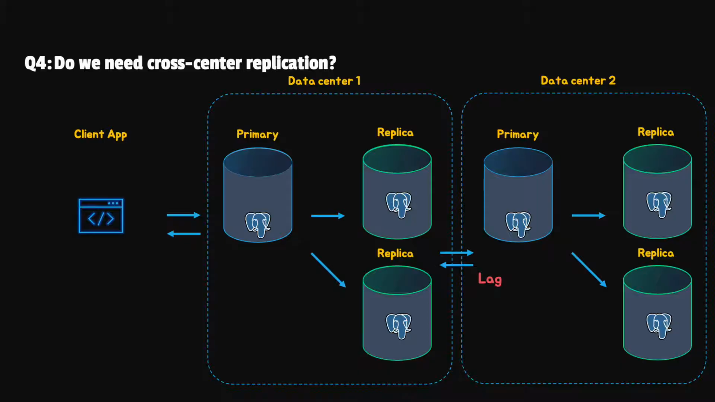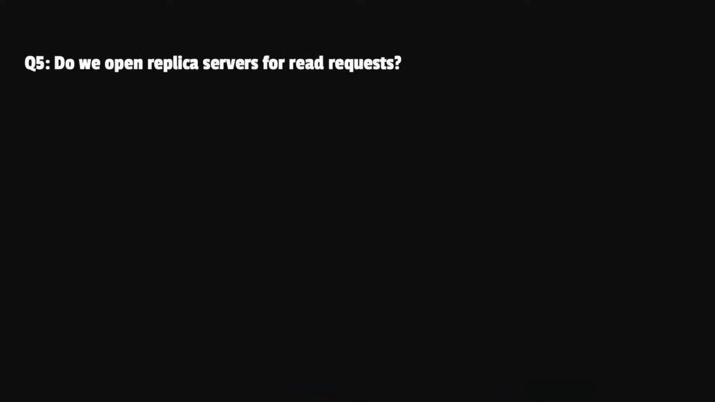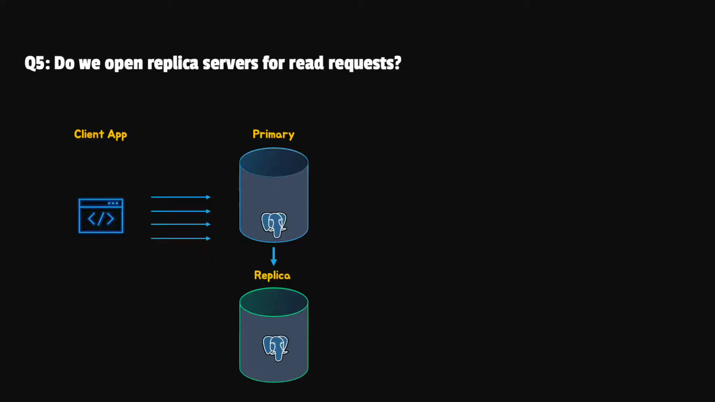Also, we should consider the day-to-day cost to maintain two such clusters in sync and the processing power for replication. Next, do we open the replica servers for read requests? We need at least one standby server for the high availability requirements. In this case, we might want to use the standby servers to reduce the load on the primary if this is too high. This applies only for the read statements.